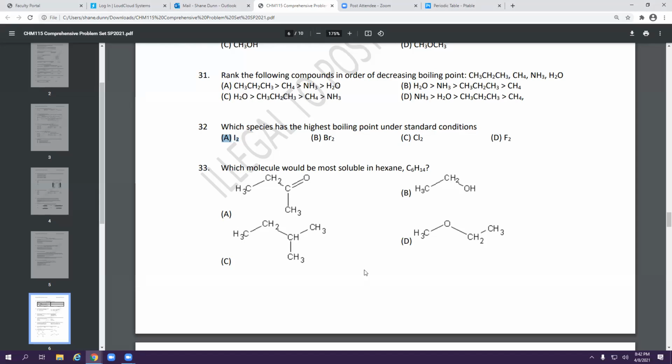Which one of these molecules is non-polar? Can't be this guy, it's got an oxygen. Can't be that guy, it has an oxygen. Can't be that guy, it has an oxygen. C is the only one with no oxygens, or nitrogens, or fluorines, or bromines. Do you see that? Because it has no electronegative ions, it's nonpolar.